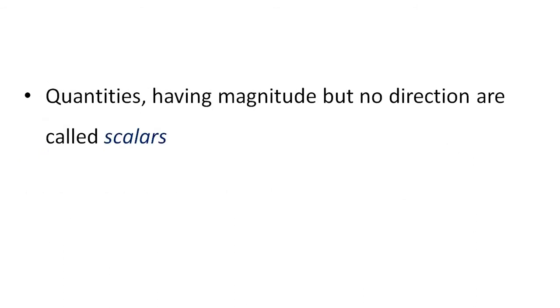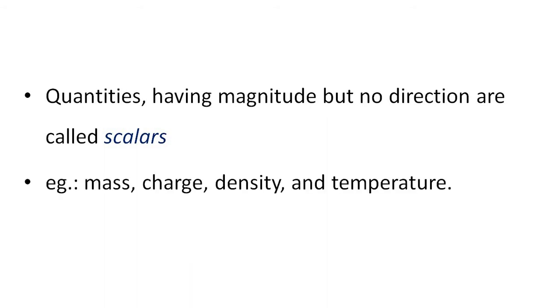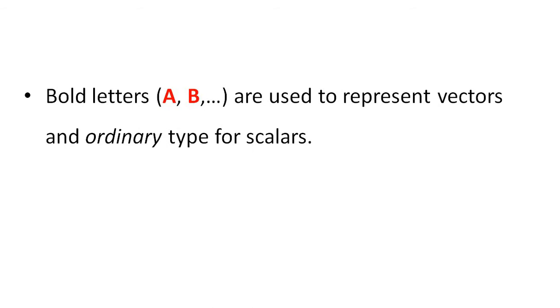The quantities having magnitude but no direction are called scalars. Examples: mass, charge, density, and temperature. Now, representation of vectors. Vectors are represented by bold letters. Ordinary letters or italic letters are generally used to represent scalars.